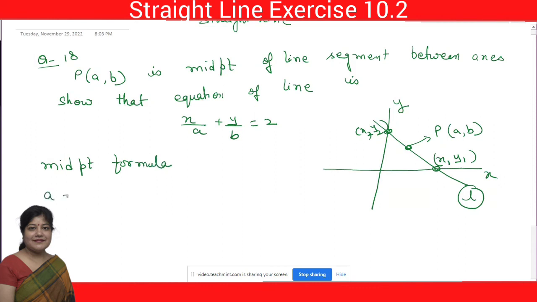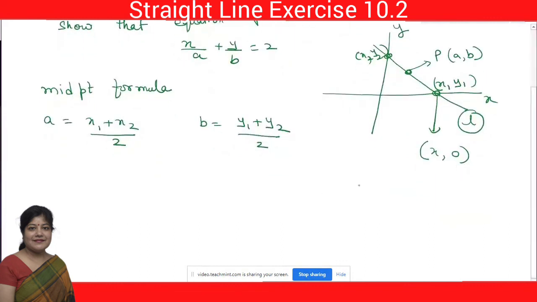value of A is equal to x1 plus x2 by 2. Value of B is equal to y1 plus y2 by 2. Is it okay or not? Okay, ma'am. But this point is on the x-axis, so it has a value of x, but the value of y1 is 0. Listen, beta. If we have this point, we can write it as 2 comma 0 or 5 comma 0 on this axis.